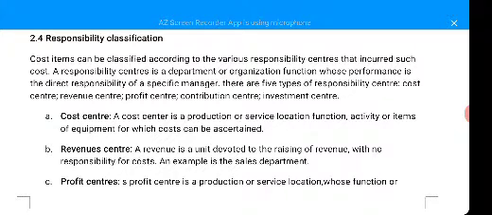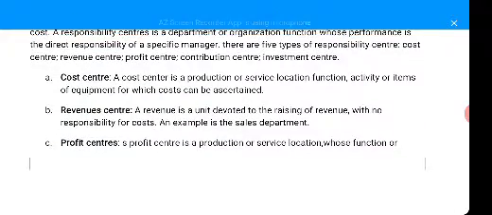So in your exam, what are responsibility centers, and what are the types? We have cost center, revenue center, profit center, contribution center, and investment center. Now, what is a cost center? A cost center is a production or service location, function, activity or item of equipment for which cost can be ascertained.